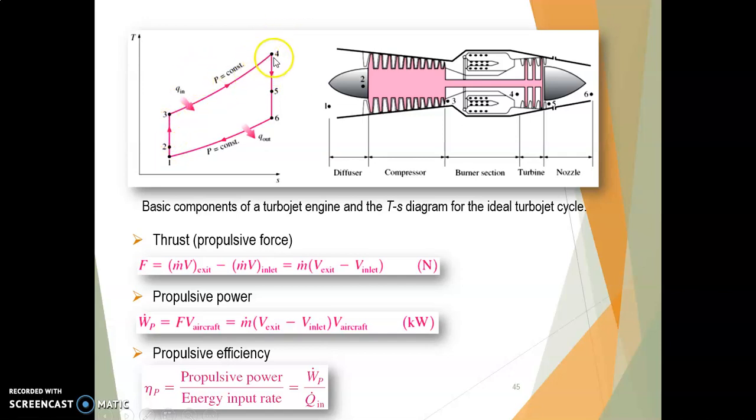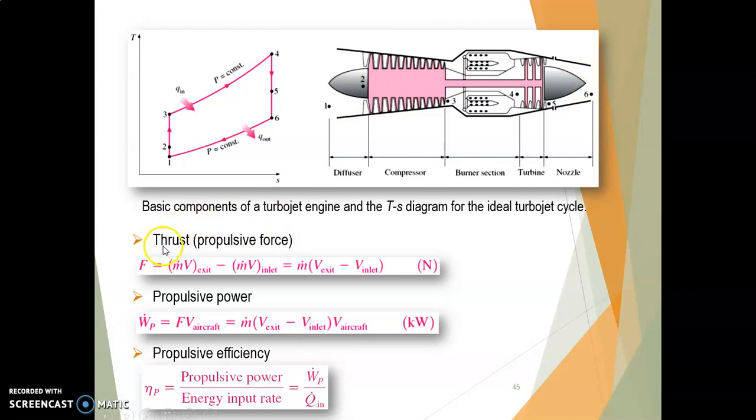Usually after the burner, the temperature is the highest, at point number 4. Then after leaving the burner, we go to the turbine up to point number 5. Then we go to point number 6. According to the Bernoulli equation, at any point inside the engine, the velocity will be considered 0. So in this case, we have to focus on the point number 1 velocity and the point number 6 velocity.